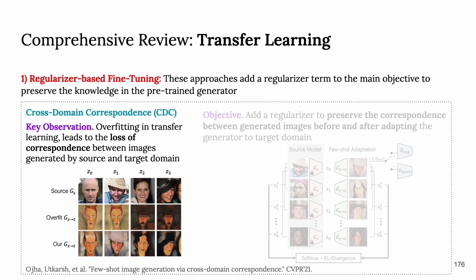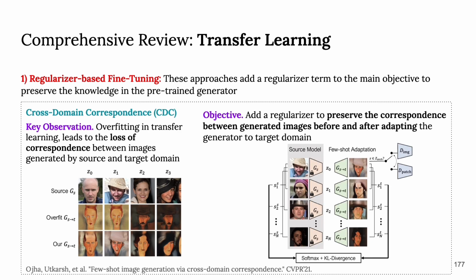As an example, in the second row, the images generated by latent codes Z0 and Z1 are kind of similar. The similarities and the differences that we had before all vanished, and we just have two similar images. And CDC wants to preserve that. As you can see in the third row, the differences between two images are preserved, but the style of the target domain is adapted. And how they do this: they add a regularizer to preserve the correspondence between generated images before and after adaptation.